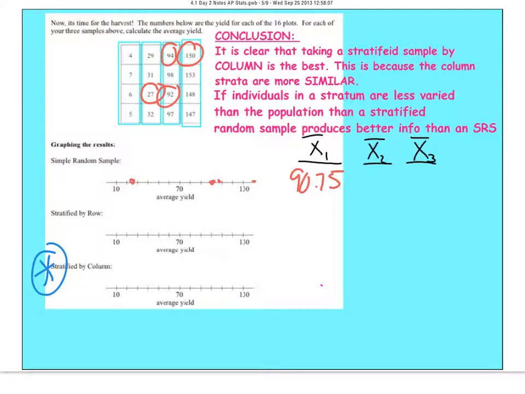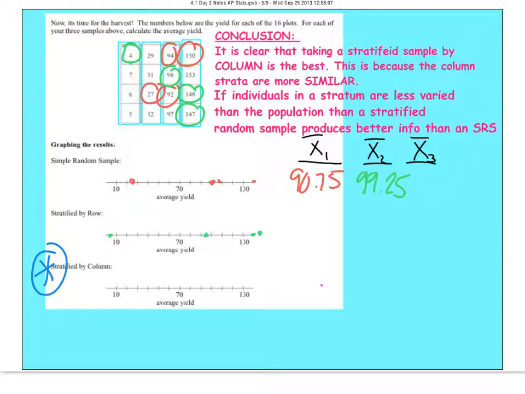Now let's compare that to the stratified by row. On the rows, we actually picked plots 1, 3, 4, and 4. If we plot these and take the mean, here's what we get. We actually see quite a bit more spread of plotting these 4 cells, and the average is 99.25. So just comparing these two, it looks like there's less variability in the simple random sample.